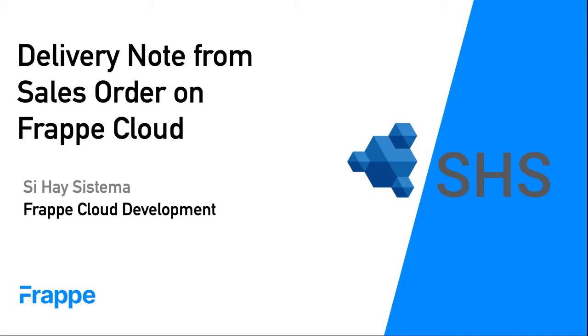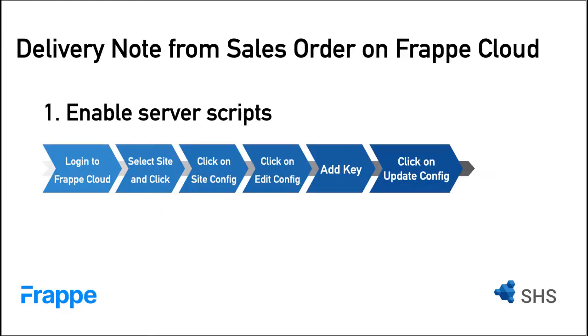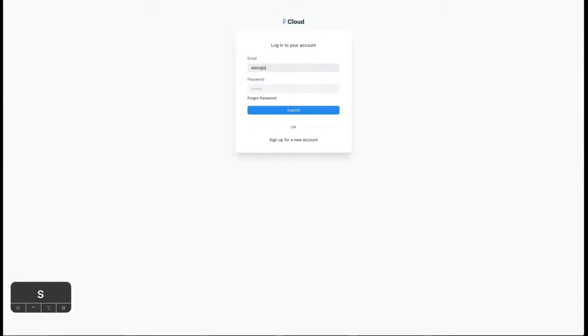Hello. Today we're going to be creating a delivery note from a sales order automatically using Frappe Cloud and server scripts. Before we go ahead and do that, we're going to enable server scripts to avoid this error message. To do that, we need to log into our Frappe Cloud account. We're going to be selecting our site and changing the configuration by adding a specific key, and then finally clicking on Update Configuration to confirm our changes.